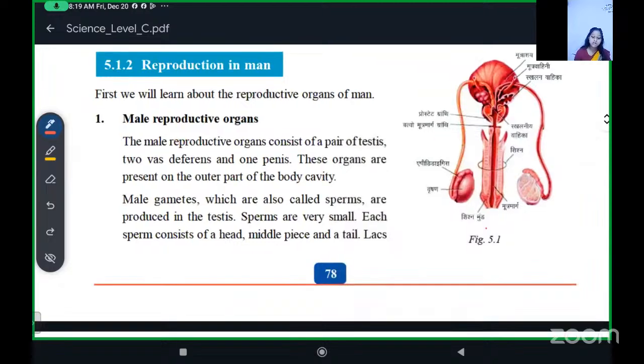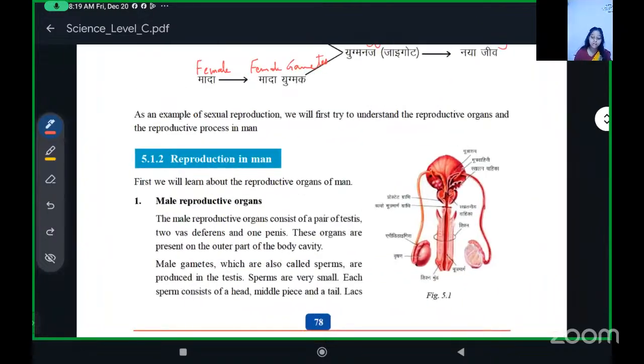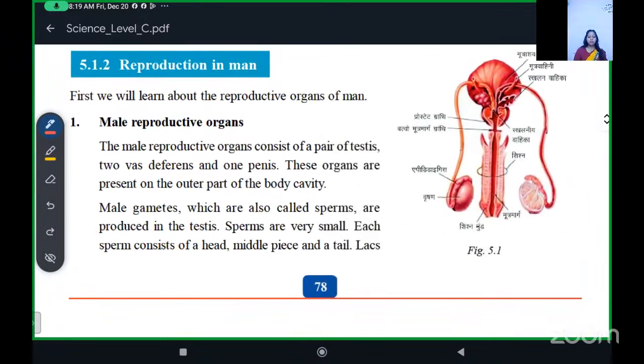Before we get into that, we'll see about the reproductive organs of male and female. The reproductive organs of male consist of a pair of testes, two vas deferens, and one penis. These organs are present on the outer part of the body cavity. Male gametes, which are also called sperms, are produced in the testes. Sperms are responsible for the fusion with the female egg, which leads to the formation of a zygote.